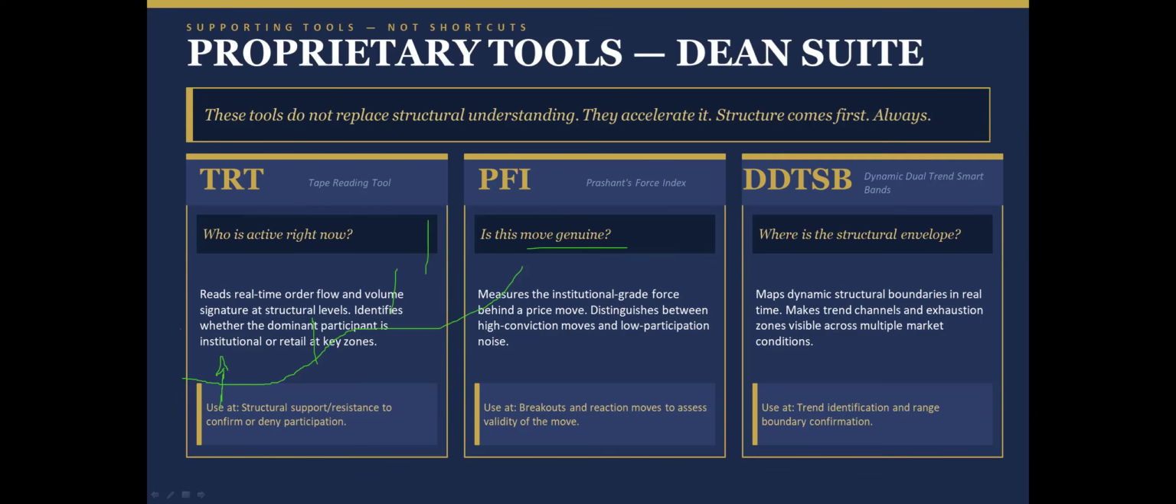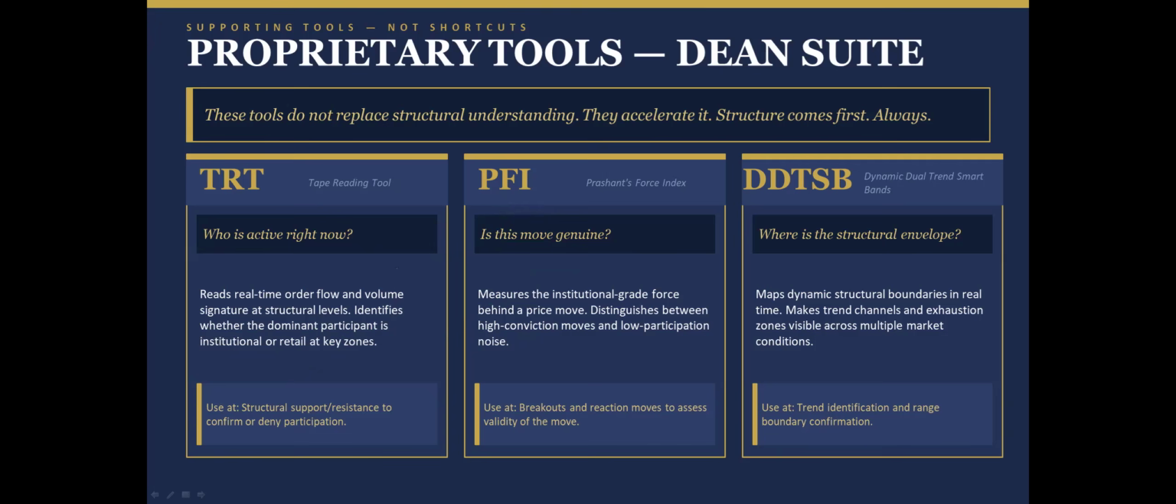And there can be some one or two candles. But if it is not closing below this auto line, it is still time to keep on holding. So PFI has its own setup, but it also identifies whether the move is genuine or not.